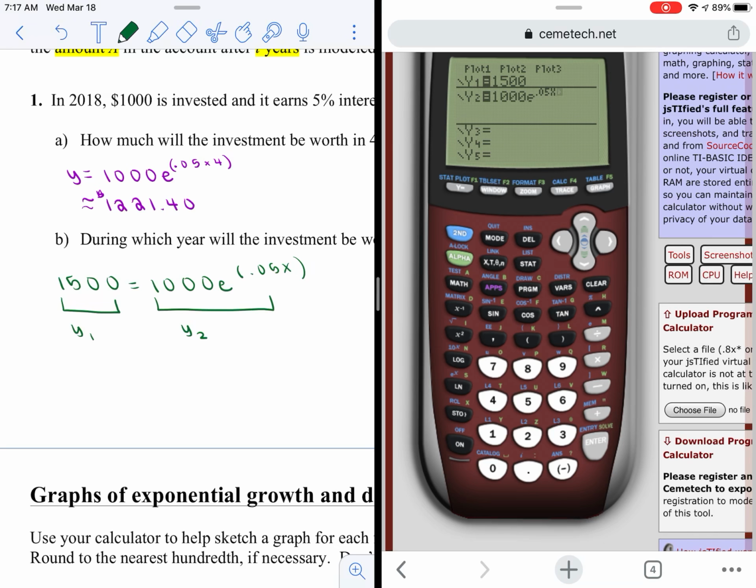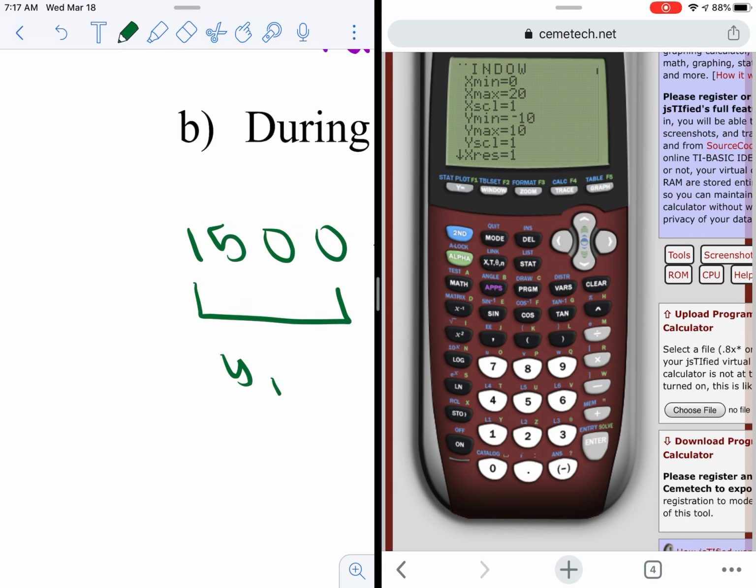Now, before you hit graph, we have to change our window. So go to your window. Keep in mind that X is the amount of time. So for right now, I'm going to try 0 to 10. You might even want to go 20 just to be safe. 20 years it might take? I don't think so. I think this is going to happen pretty fast. But if you want to just be safe, remember though, your Y values have to show this number. So I'm going to say 0 to 2,000 just to make sure I can see that number. And then I can go to graph.